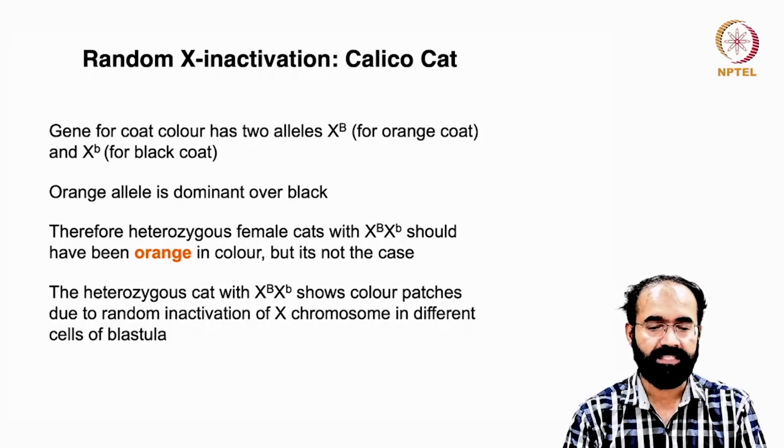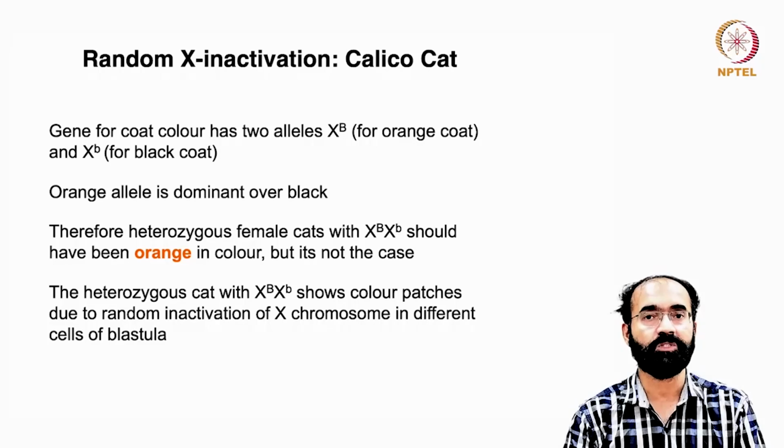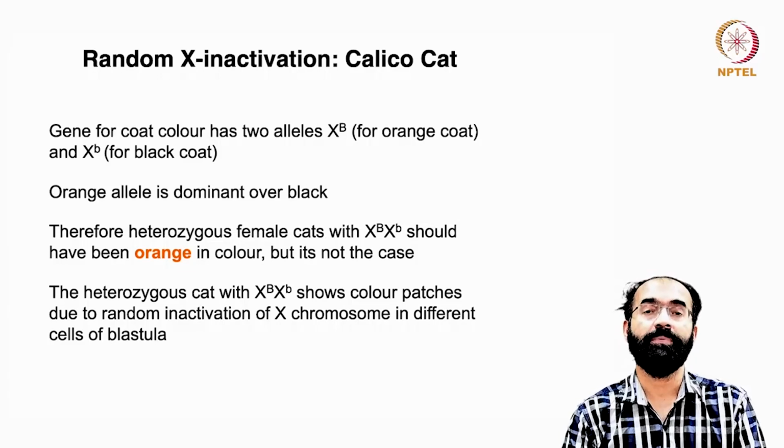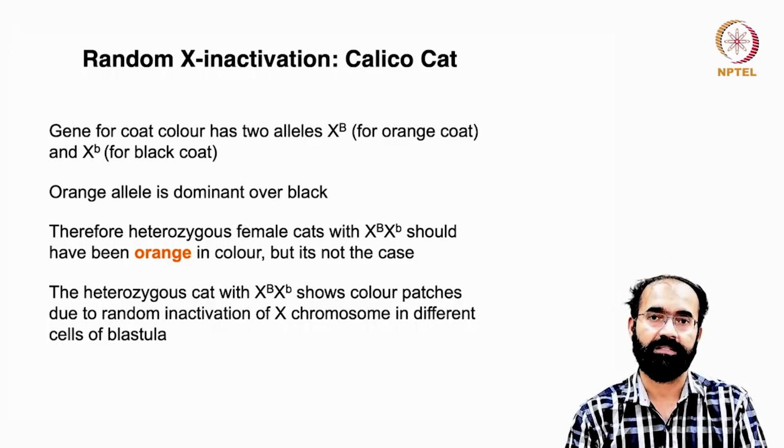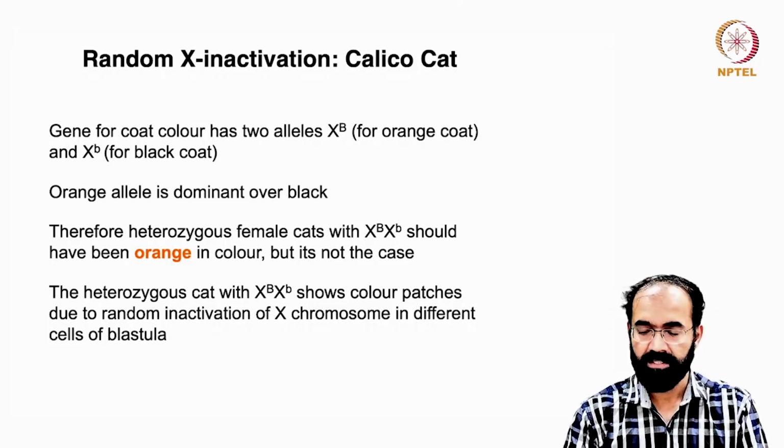Why? The heterozygous cat with X capital B, X small b shows color patches due to random inactivation of the X chromosome in different cells of the blastula. So why did it not show orange? Because both X chromosomes are not expressing in one cell to give an orange color. In some cells, the orange-bearing X chromosome is inactive. So naturally in those cells the other X chromosome is active, and that will naturally show the black color. So that's how the calico cat is formed.